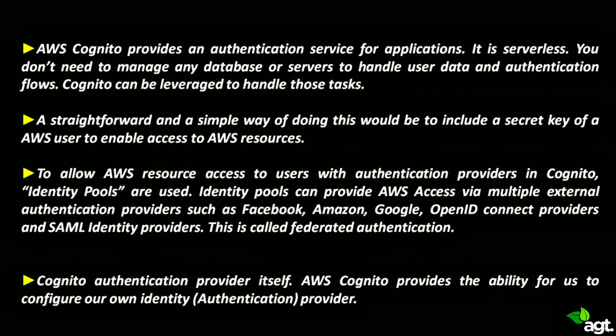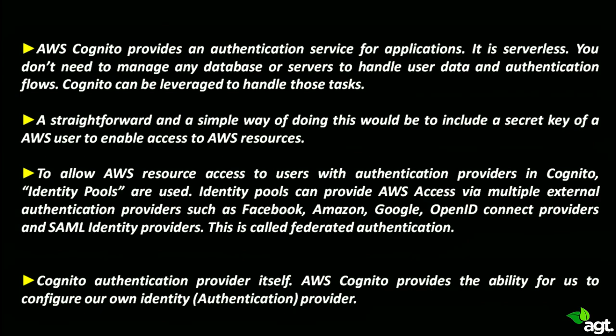In this lecture I will explain how to provide a walkthrough on how to achieve that, as well as explain the Amazon Cognito identity process. A straightforward and simple way of doing this would be to include a secret key of an AWS user to enable access to AWS resources. But this is less secure, and it's not possible to restrict access to certain users. So that's where user authentication comes into play, either with AWS Cognito or with external authentication providers.